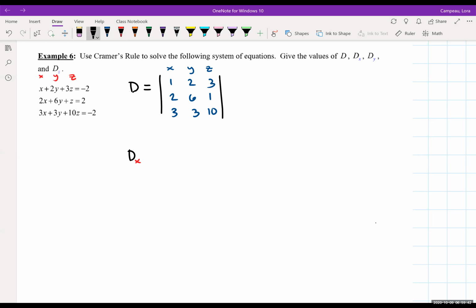Next stage, D sub X. And what that is telling us, a little subscript gives us a clue as to what we're supposed to be doing. We're going to take our constants and replace the X column with those constants. So kind of keep that in mind. That'll be -2, 2, and another -2. And then what you can do for yourself is just repeat the determinant of coefficients for all the remaining elements.